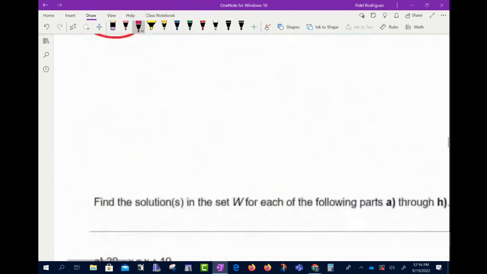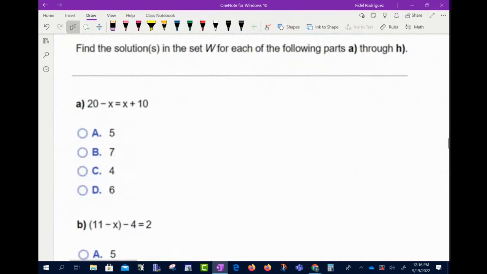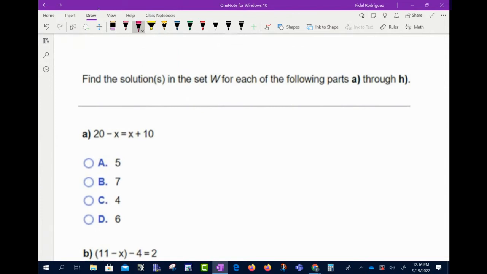Okay, so let's keep moving along here. It says, find solutions in the set W for each of the following parts A through H. Again, just a reminder, y'all, remember what the set W looks like. It's my whole numbers, right? So question, what is the smallest whole number that we have? 0, right? So whole numbers, y'all, start with the number 0. So we want to see if we can come up with an answer here.